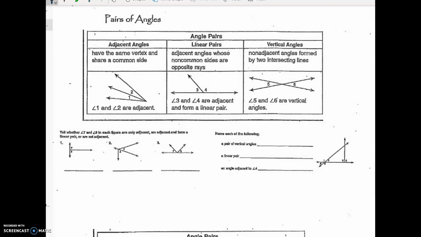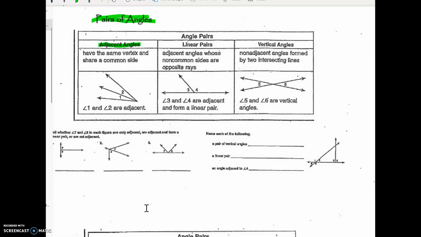So starting with pairs of angles today, we're going to be looking first at the three types of angles and a little bit about them. And the first one we have here, we will be talking about adjacent angles. Adjacent means next to. So adjacent angles, if you notice here in the diagram, they have a common vertex. Now, the vertex is the point located right here. So that point we refer to as the vertex.